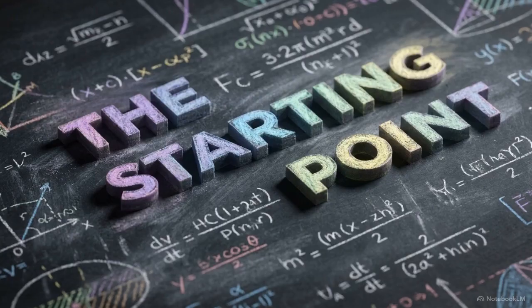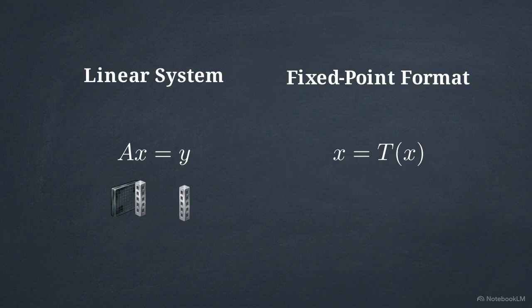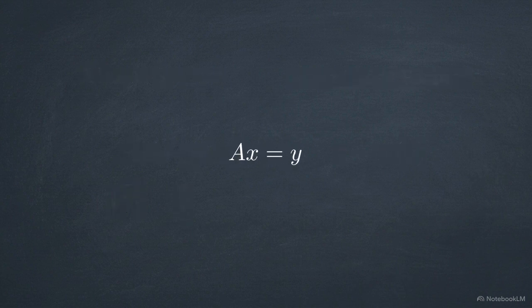To make that translation, we have to reframe the standard linear algebra format. We need to convert the familiar Ax equals y structure into a fixed point format, which looks like x equals T of x. Looking at this expansion, we start with Ax equals y. We can add x to both sides and rearrange the terms to get x equals (I minus A) times x plus y. Let's rename the I minus A matrix to C and the y vector to b.